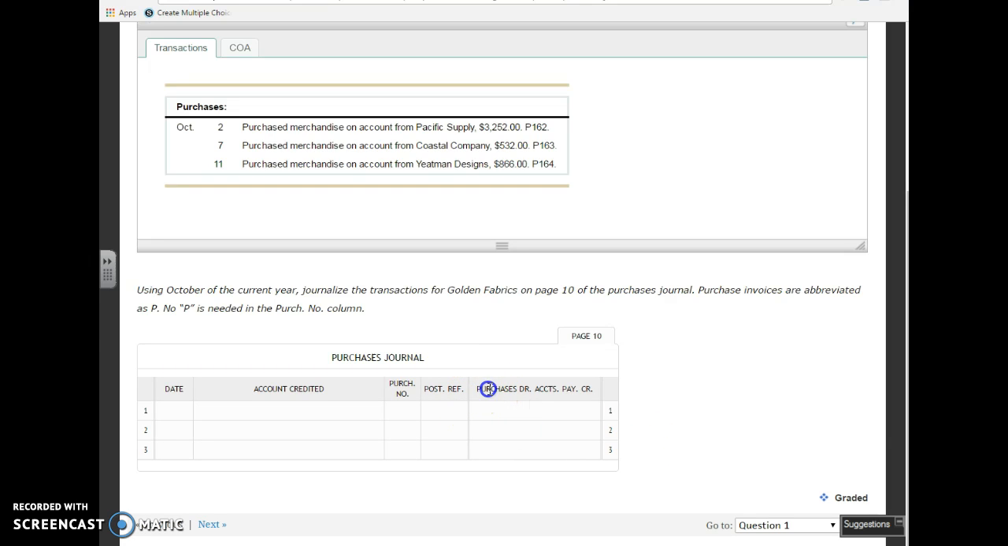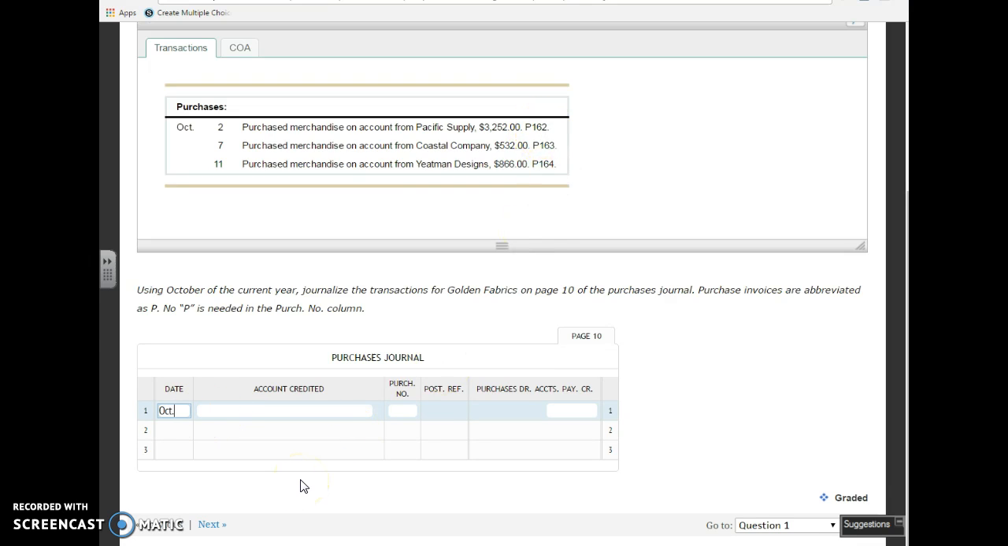Again, we have just one column with the title purchases debit, again, DR stands for debit, and accounts payable credit. So any item that goes into this column will be debiting purchases, crediting accounts payable. Okay, so the 3 transactions that we're working with, this is on October 2nd, purchase merchandise on account from Pacific Supply, $32.52, from purchase invoice 162.